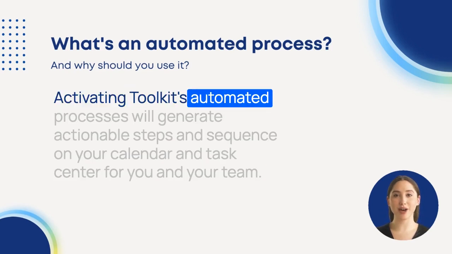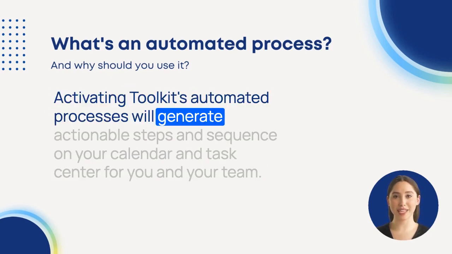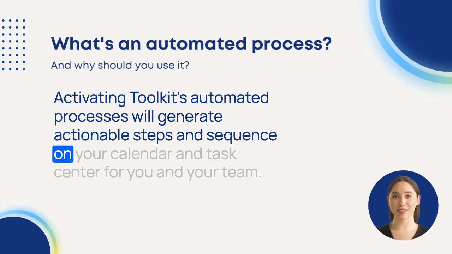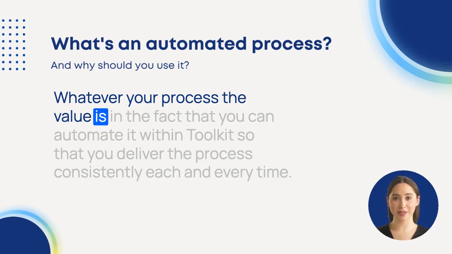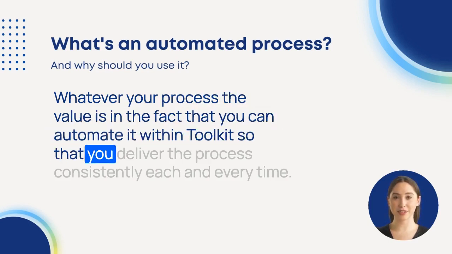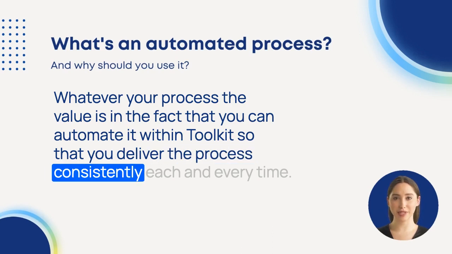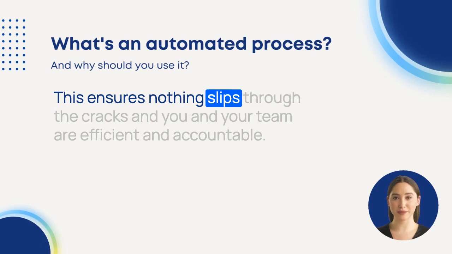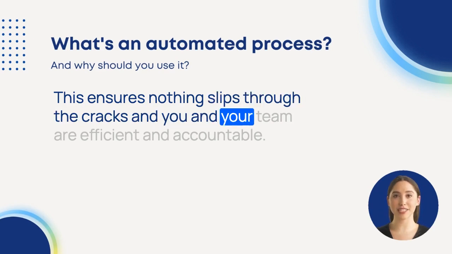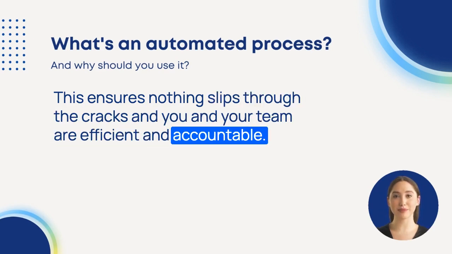Activating Toolkit's automated processes will generate actionable steps and sequence on your calendar and task center for you and your team. Whatever your process, the value is in the fact that you can automate it within Toolkit so that you deliver the process consistently each and every time. This ensures nothing slips through the cracks and you and your team are efficient and accountable.